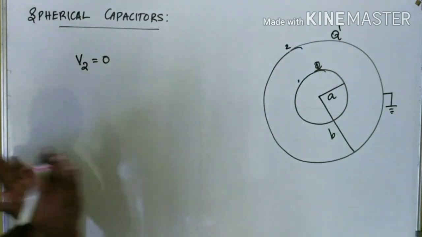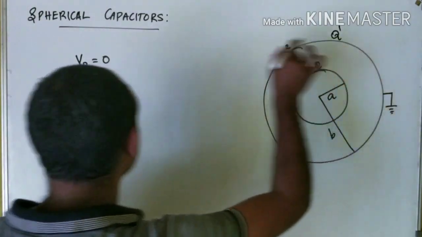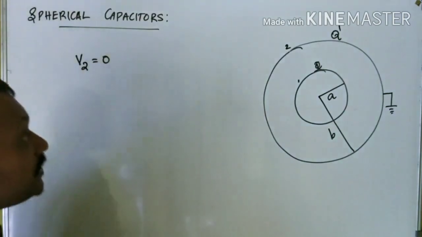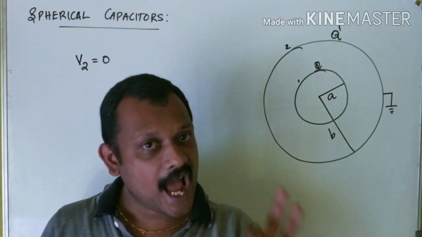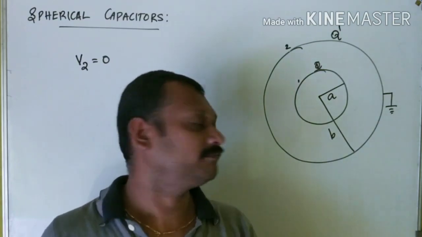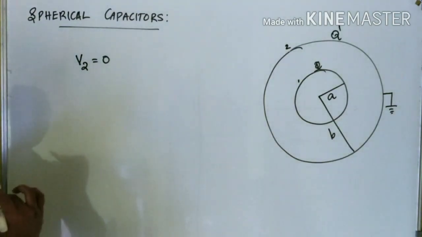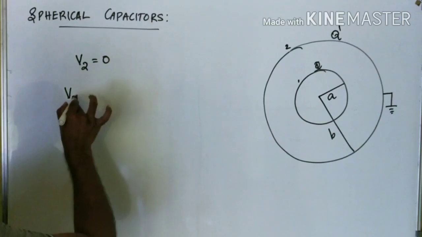Now, what is the value of V2? V2 means potential at the surface of the second spherical shell. Now V2 is equal to 0. Okay, let's write the value of V2.